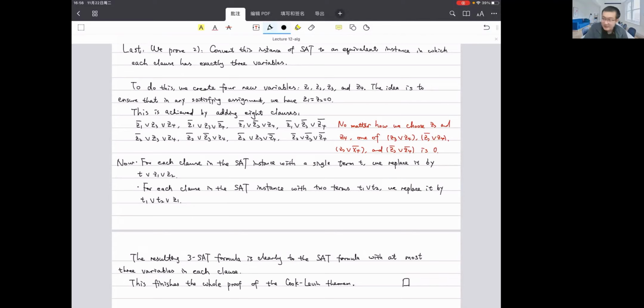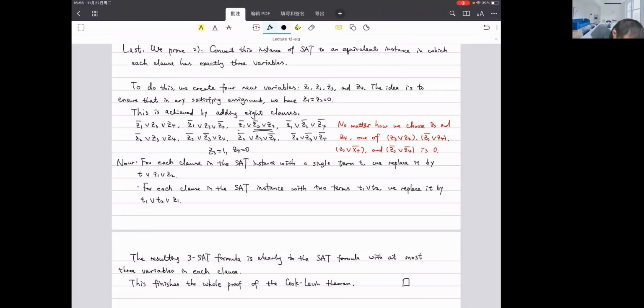So the point is that no matter what the choice of Z3 and Z4 is here, feel free to say, for instance, Z3 equals 1 and Z4 equals 0. But actually you have this part, so you have this "not Z3 or Z4" here. So in this case, both of them are exactly 0 here.